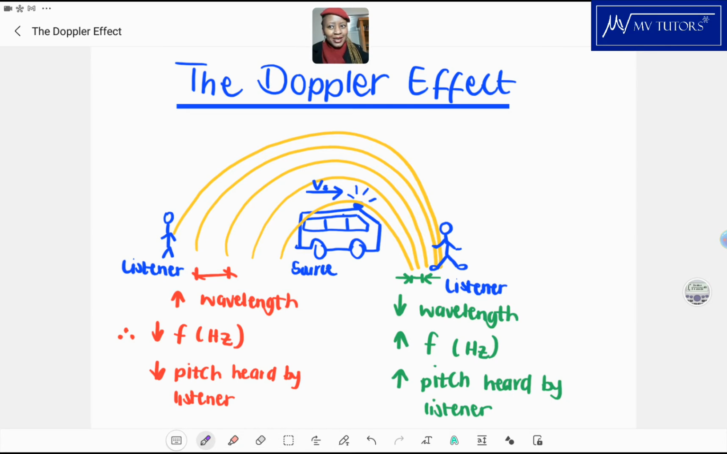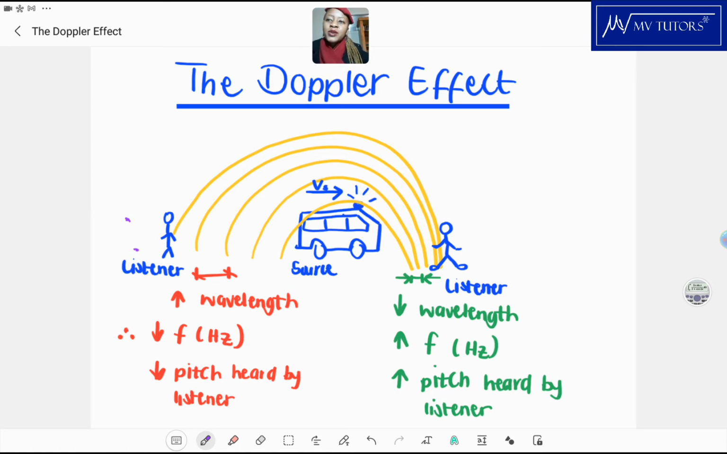Alright, so what is the Doppler effect? Well, I try to illustrate here with my stick figures. Imagine you have an ambulance there, and your friend is over there on this side, and you are on the other side. Where you are standing, the ambulance is coming towards you. As it comes towards you, you'll hear a much higher sound, or rather a higher pitch.